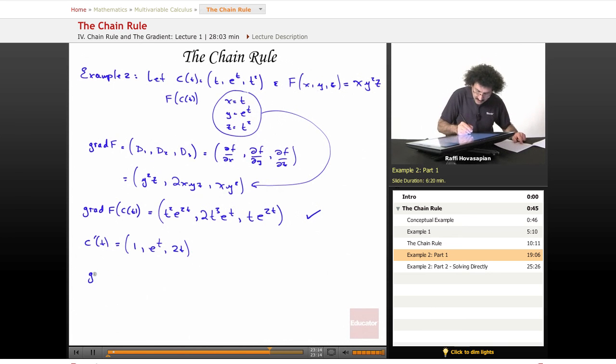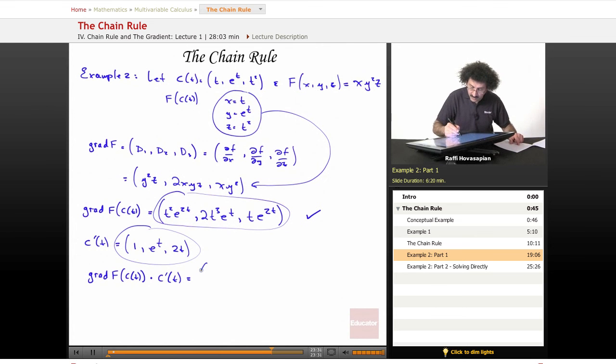So the gradient of f evaluated at c of t dotted with c prime of t equals this vector dotted with this vector. Well, the dot product is this times that, so it's t squared.